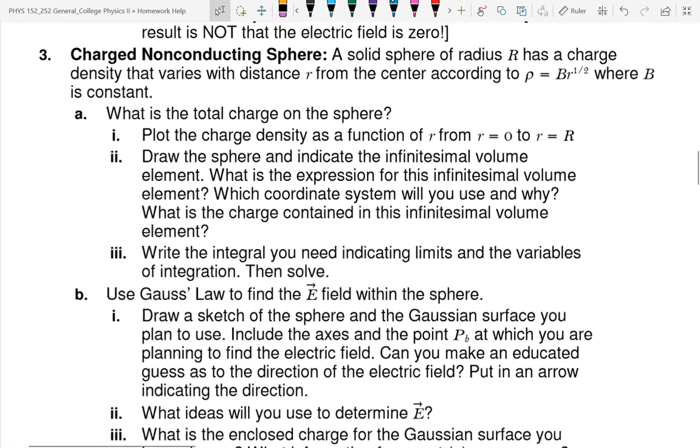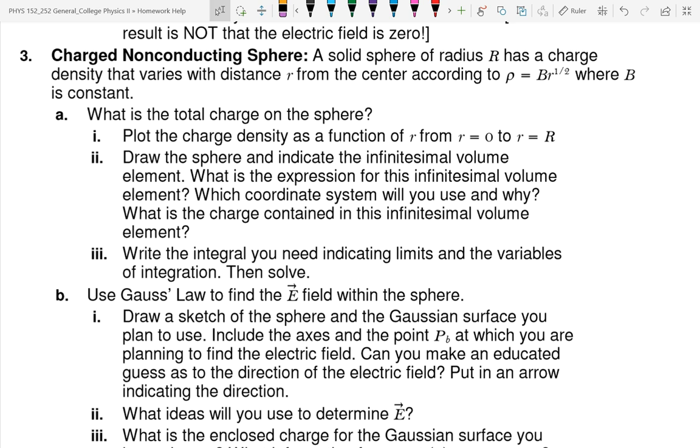Okay, 3 introduces a new problem. The non-conducting sphere. What does it mean if it's non-conducting?